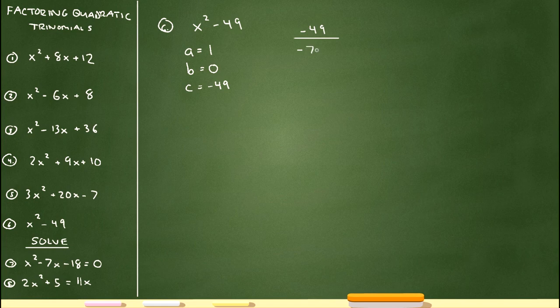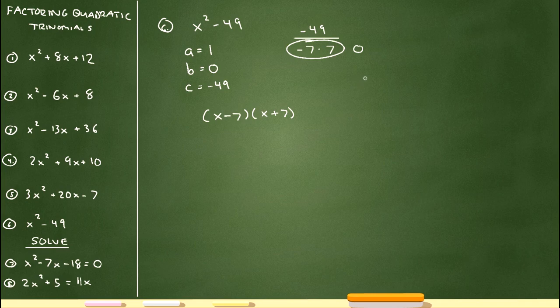Let's see, we have negative 7 times positive 7. And that will do it, right? Negative 7 plus 7 will sum to 0. So I don't need to list any other factors. That's going to do it. So the factored form of x squared minus 49 will be x minus 7 times x plus 7.